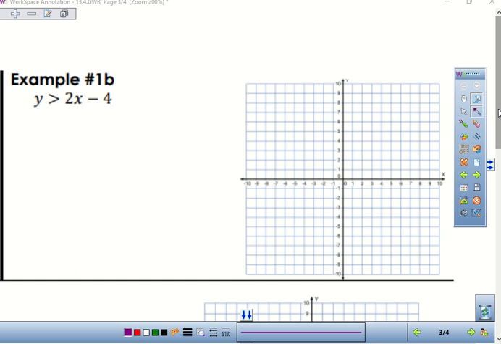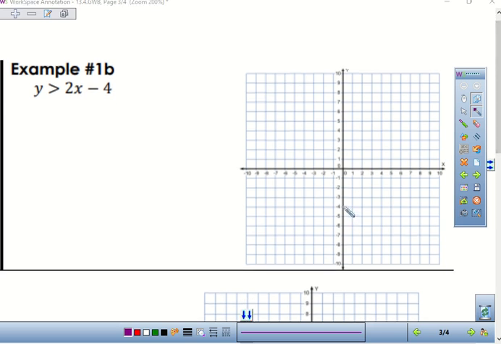So this is another linear equation. We're going to start by graphing our y-intercept. As you can see, our slope is 2 over 1. So we're going to go up 2 and over 1. You're going to do that a few times until you have sufficient points to make the line. Once you have that, we're going to determine if we're going to use a dashed or solid line. What do you guys think? Dashed. Dashed line.